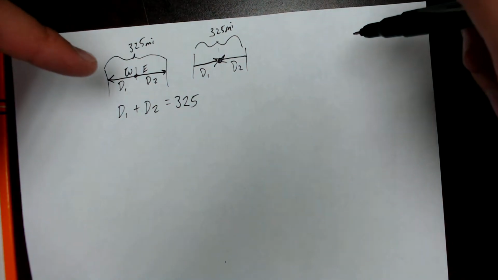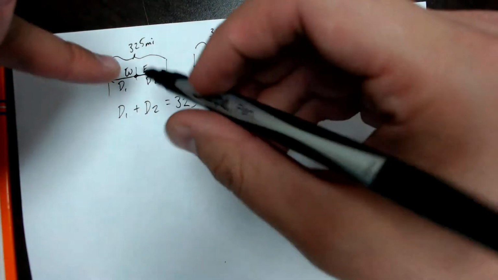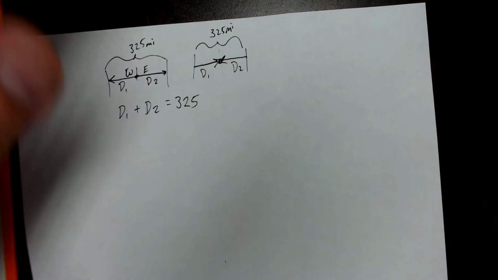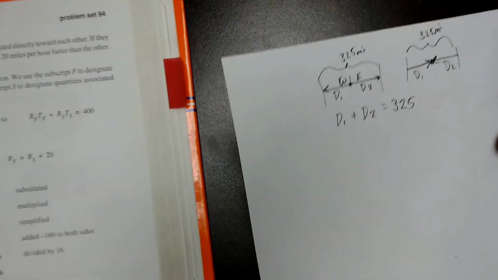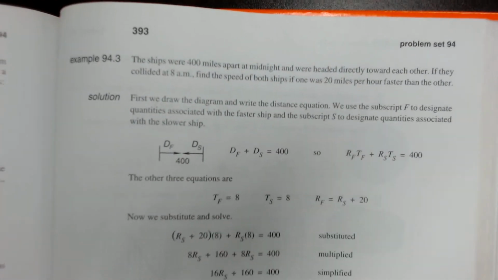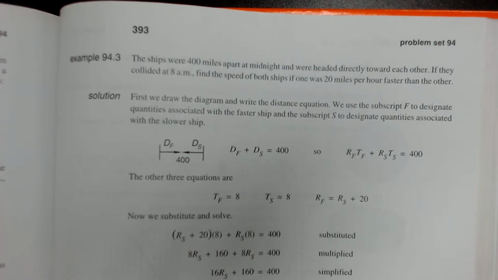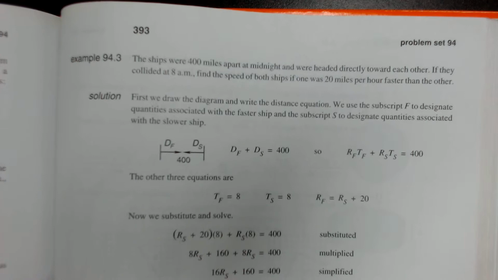You either have two things meeting at one point, or you have two things leaving from one point in opposite directions. So let's do a practice problem, and we'll see how this works out. So we'll do 94.3. They tell us that the ships were 400 miles apart at midnight and were headed directly toward each other. Looks like they're going to be starting from opposite ends and then meeting in the middle. If they collided at 8 a.m., find the speed of both ships if one was 20 miles per hour faster than the other. So let's start with the diagram.